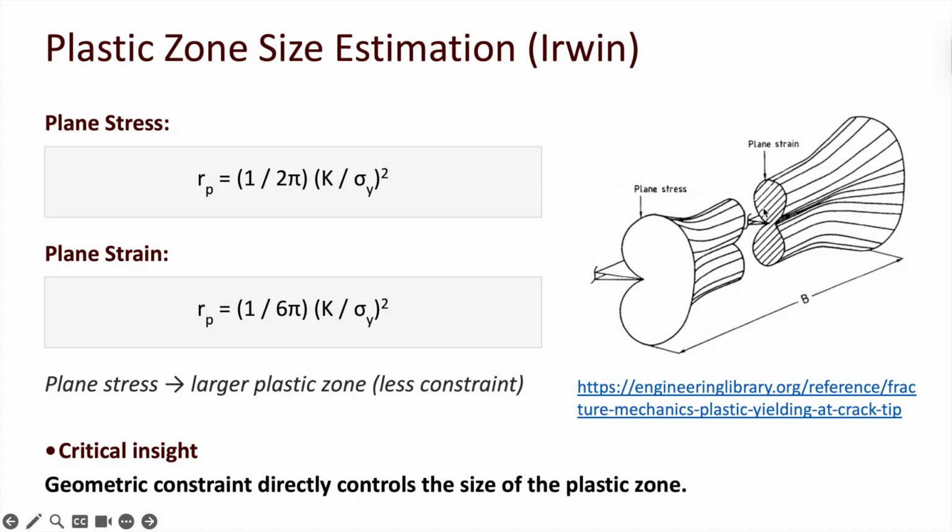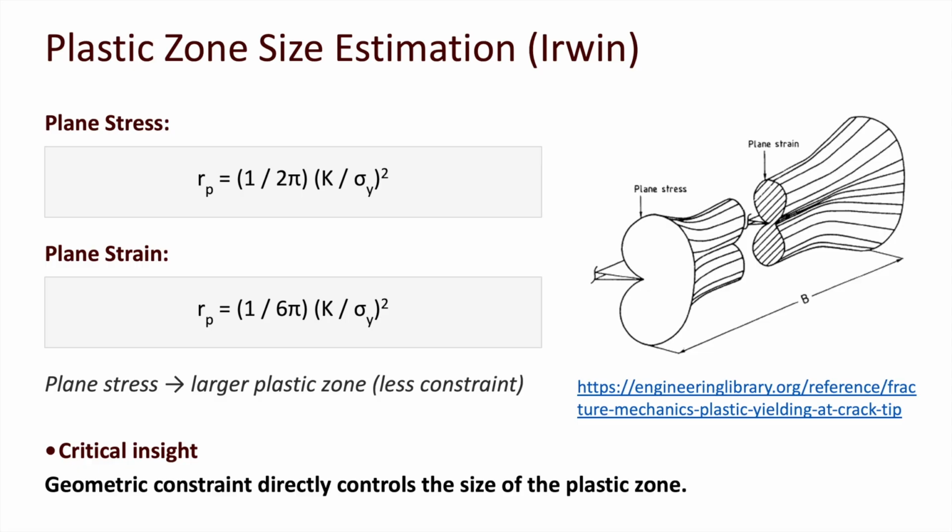Under plane strain conditions, constraint suppresses plastic deformation, leading to a smaller plastic zone. Regardless of the constraint condition, the scaling trends are clear. A higher stress intensity factor produces a larger plastic zone. A higher yield strength produces a smaller plastic zone. These equations give engineers a practical way to check whether the small-scale yielding assumption, and therefore LEFM, is justified.